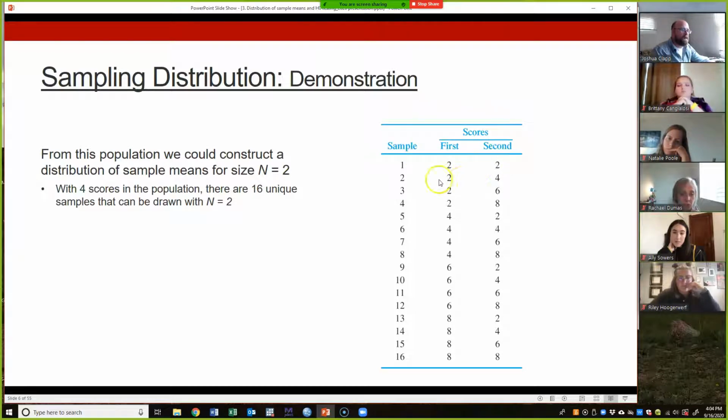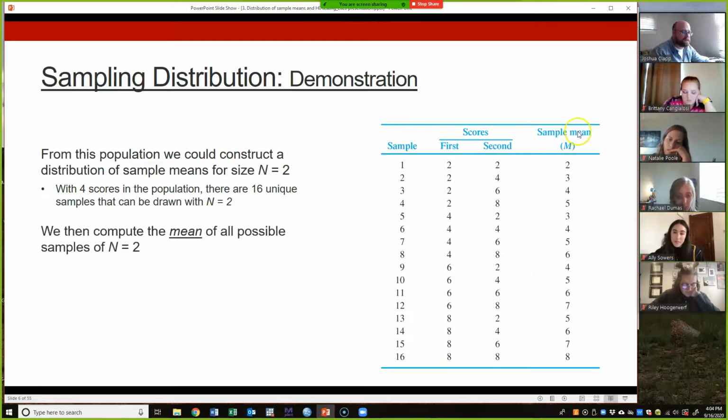So we've got one sample. Next sample, get the person with a score of 2, throw them back, get someone with a 4, and so on and so on. With only 4 scores in my population, there are only 16 unique samples that I can draw. Here's my first score, here's my second score, and I can then compute the mean of all possible samples of size 2. So here my means are 2, 3, 4, all the way up to 8. Okay, people see what I've done here?